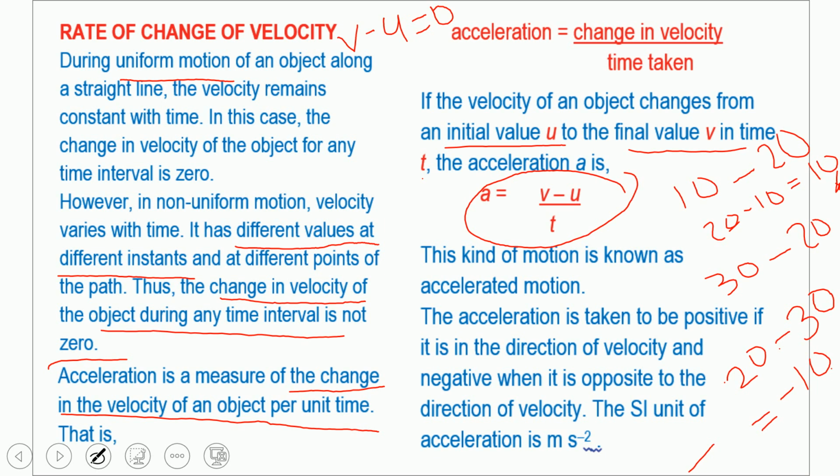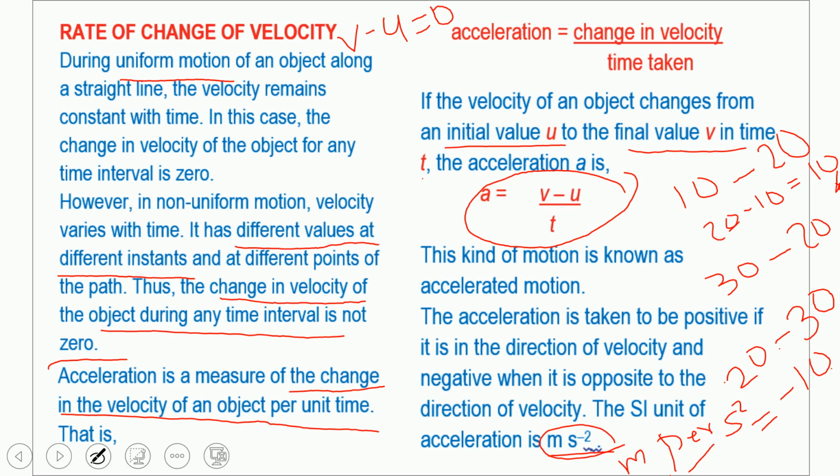Now the next is the SI unit of acceleration. The SI unit of acceleration is meter per second square. How will you read it? Meter per second square. In order to write it easily, we will write it as meter into second raised to minus 2. While reading, you read it as meter per second square. Per means upon. Like this you have to read: meter per second square.